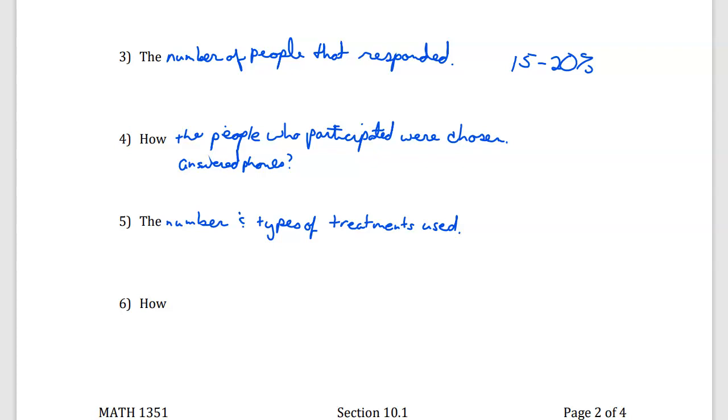You also want to know how the answers were interpreted. Were they interpreted by the pharmaceutical company? Were they interpreted by an individual company? Were they put in a database? That type of thing. All of these are ways for you to look deeper into how the study was actually done, to make sure that there's no bias involved.